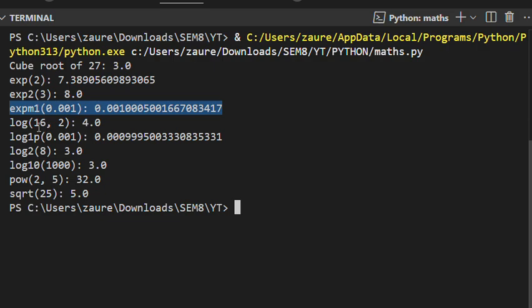Then we have log of 16 to the base 2, which is 4. Log1p, that is log of 1 plus 0.001, that is log 1.001, is this. Then we have log2 of 8, so 2 to the power 3 is 8, so we are getting 3 as output. Then we have log10 of 1000, so 10 to the power 3 is 1000, so we are getting 3 as output. Then we have pow(2, 5), so 2 to the power 5 is 32, and the square root of 25 is 5, so we are getting 5 there as output.